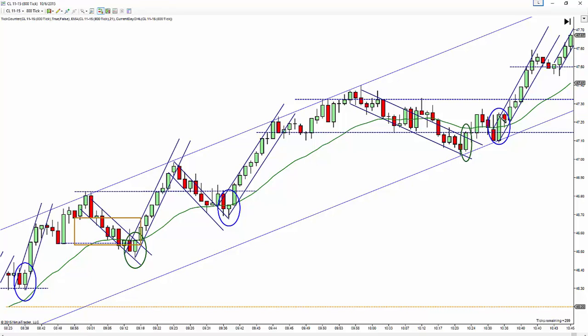I marked this one in blue because you can see the first entry, it pulls back on this long tail. So the price attempted to go down the first time, failed, tried to go down the second time, and then sprung right out of here. And that's a nice bar.